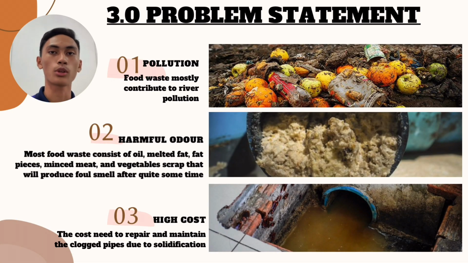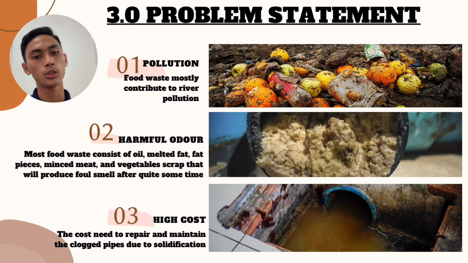We move on to the problem statements, which are divided into three parts. The first part is pollution. Food waste mostly contributes to river pollution. Next, harmful odor. Most food waste consists of oil, melted fats, fat pieces, minced meat, and vegetable scraps that will produce a foul smell after quite some time. Last one is high cost, because of the need to repair and maintain the clogged pipe due to solidification.